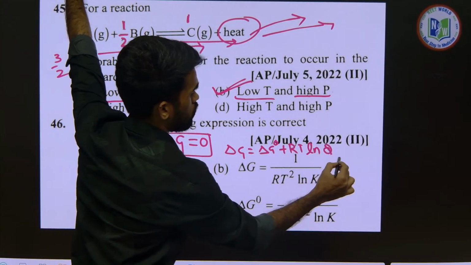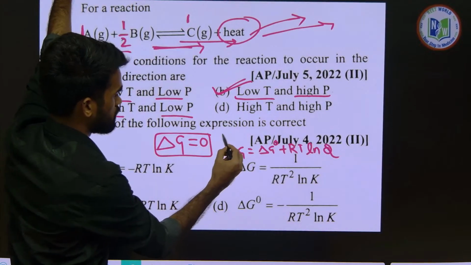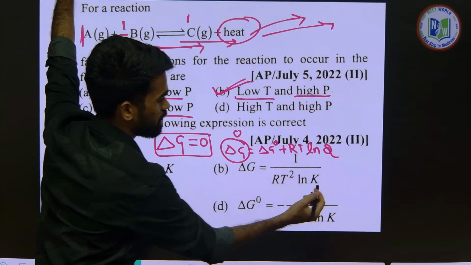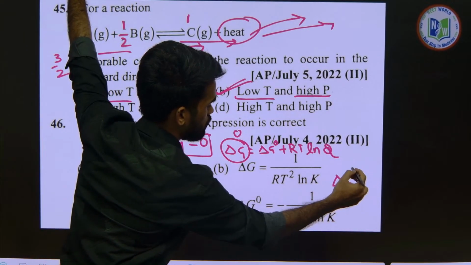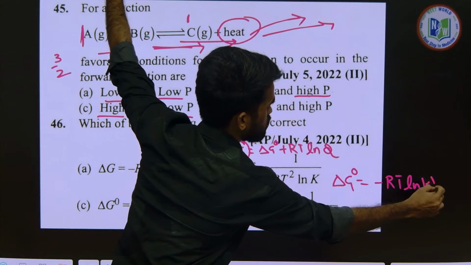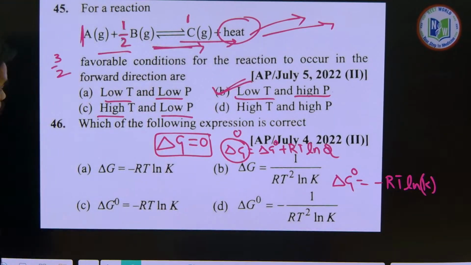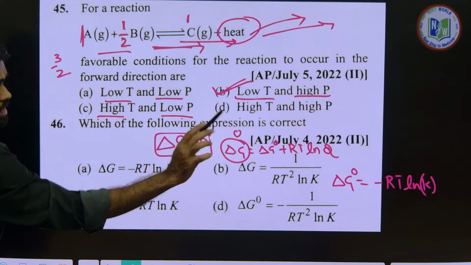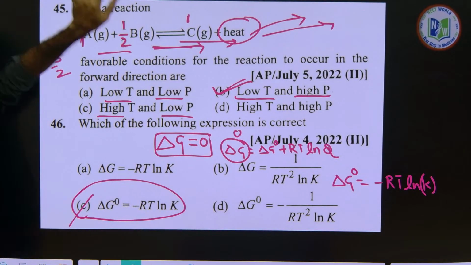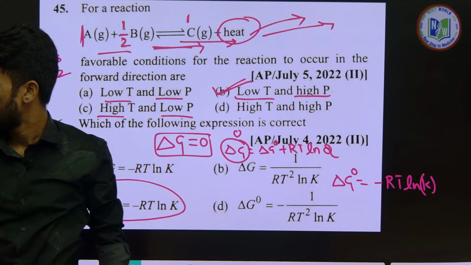Okay, at equilibrium delta G is 0, so this term becomes 0. Then standard Gibbs free energy, delta G naught, will be minus RT ln K, that's it. This will be the relation. What they are asking, which of the following relations is correct? See, we have here minus RT ln K. Yes, C is the perfect answer for the question. Okay, next.